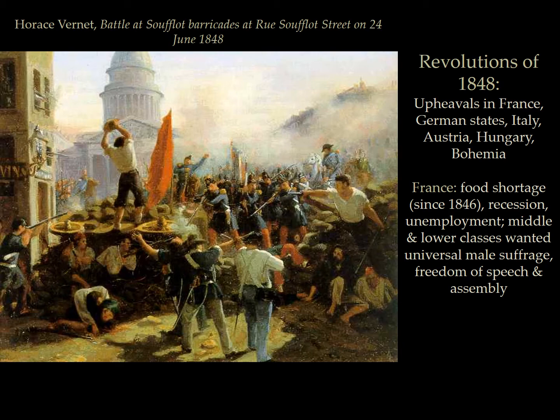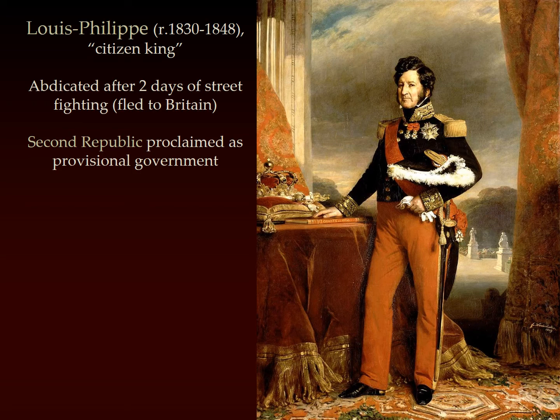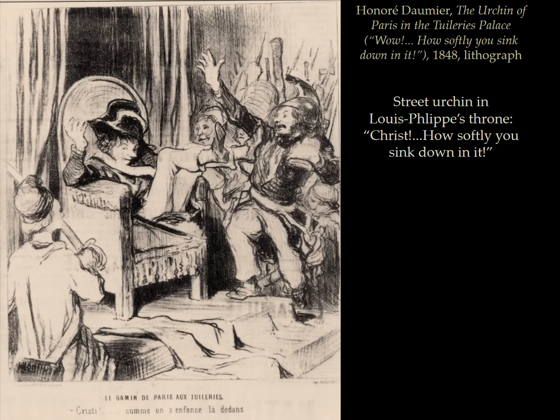The middle and lower classes wanted universal male suffrage. They wanted men to have the ability to vote, along with the freedom to speak in public and against the government and the freedom of assembly. Louis Philippe, the citizen king, would abdicate after 2 days of street fighting, and he would flee to Britain to save his own life. The Second Republic was then proclaimed as a provisional government at the time.